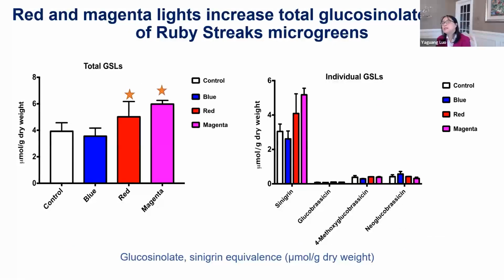For the glucosinolate, we looked at the total glucosinolate, but also the individual glucosinolates. With magenta and the red LED light, we saw a substantial improvement in the glucosinolate concentration compared to the white light control, especially in the forms of the sinigrin composition within the glucosinolate. The picture on the right shows the individual components that made up the glucosinolate.